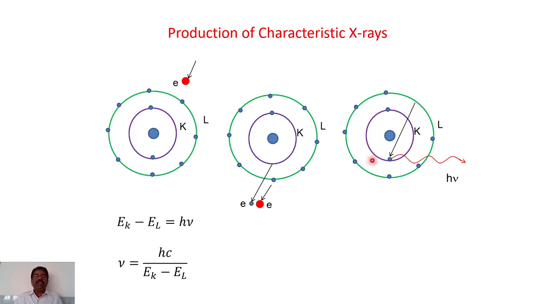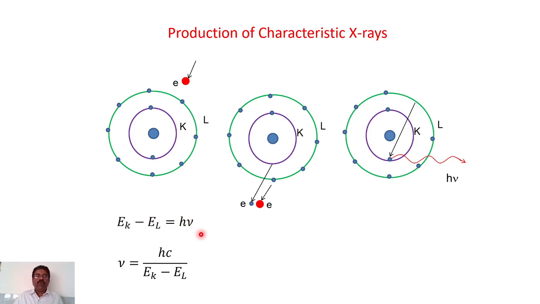So you can specify the frequency or energy of the photon given out in this process as Ek minus El equals h nu. So this is the photon of energy h nu. E is equal to h nu, you know that. So this is the difference between the two energies. Ek is the energy of the inner shell, and El is the energy of the outer shell. So the difference is given out in the form of this photon.